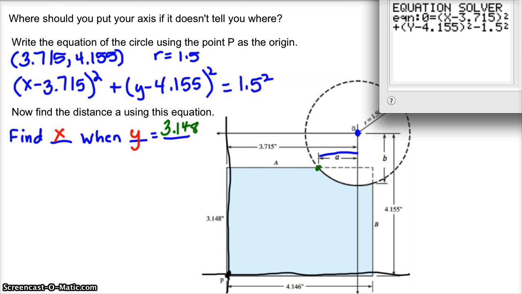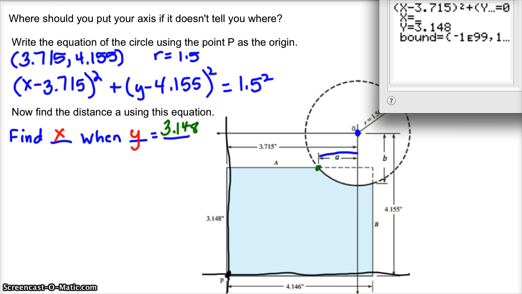Let's try this again. Again, my y is 3.148, and I'm trying to find x. You can make a guess for x. Right now my guess is 5, but I'm going to show you what happens when I guess 5. So I put my guess in at 5, and I get 4.826. If you look, this distance to the center is only 4.146. So is there any way this could be my answer?